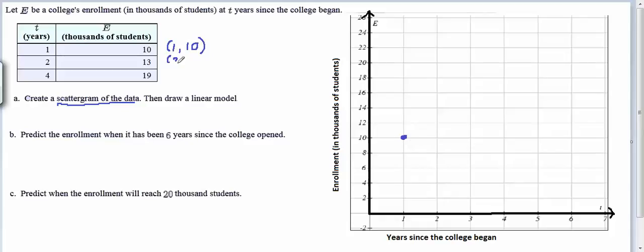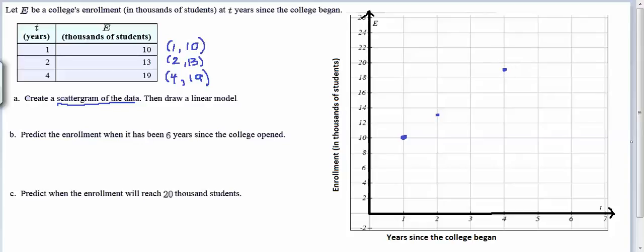Next I have 2, 13. So my t value will be 2, and my e value will be 13, right in between 12 and 14. And finally, the last value for this table is 4, 19. So I go over to 4 on the horizontal axis and up to 19 on the vertical axis, and I've got my 3 data points there.